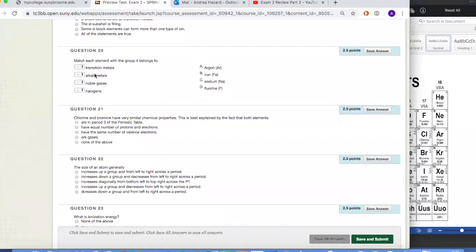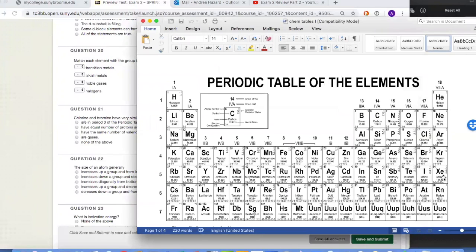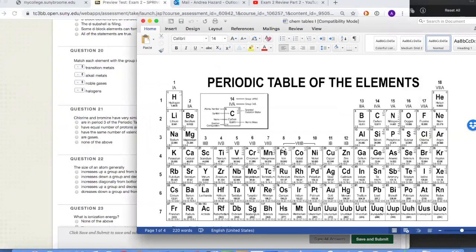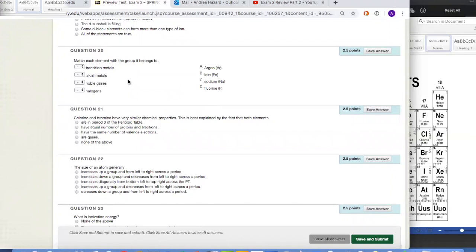Then question 20, match each element with the group to which it belongs. So again, this is something that you can look up on the periodic table. Let's look at the answer choices here. So argon, first of all, is on the very far right group. So you should know that this is the noble gases. So that would be a noble gas here. Now we look at iron. Iron is right in here. This is the transition metals, this lower down part of the table. So that would be a transition metal up here.